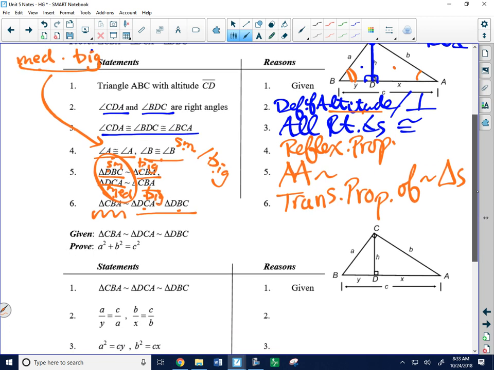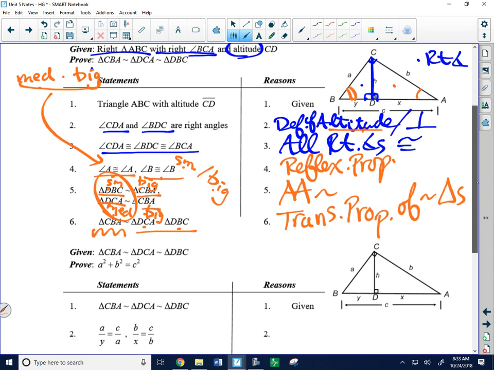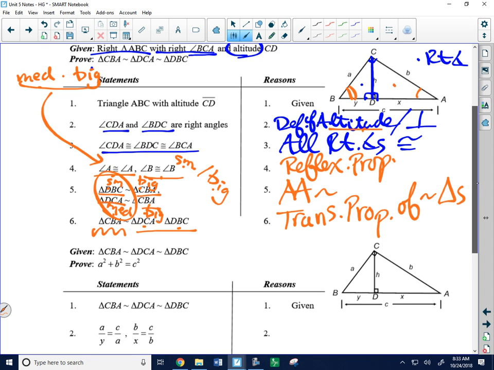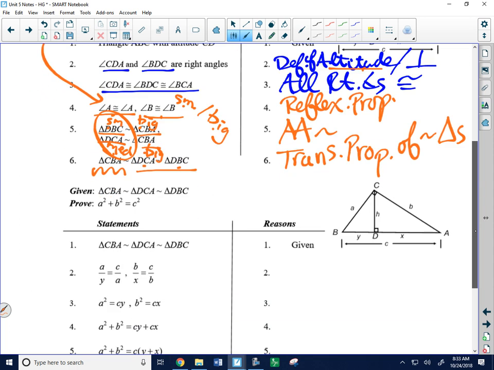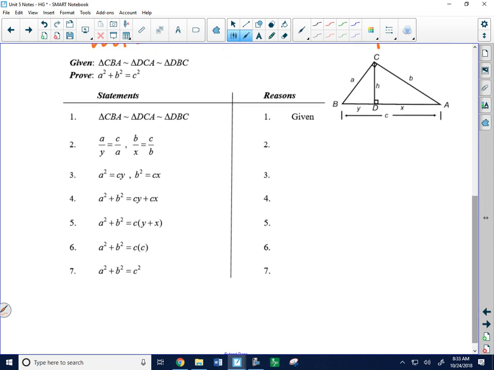So we showed the 3 triangles, small, medium, big, are similar. Good on that one? Angle, angle, angle. Again, now since the triangles are similar, I'm going right off from the last proof. The triangles are similar, we just showed that, and that's given in this one. How can we show the Pythagorean theorem? It's just doing proportions.